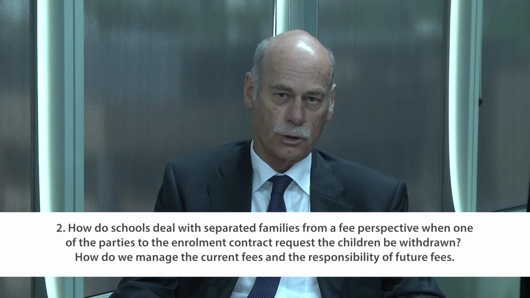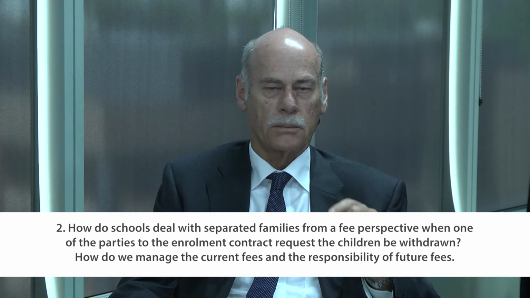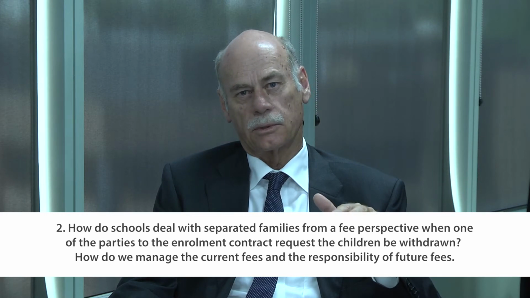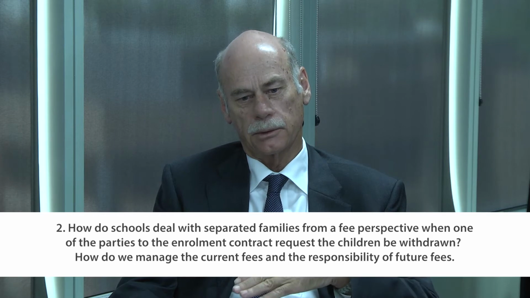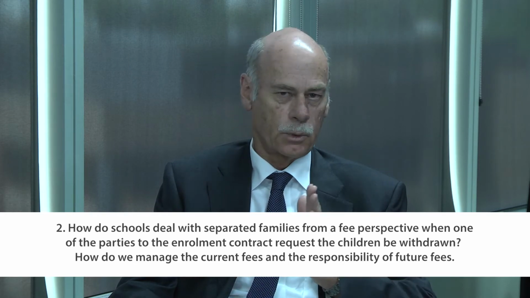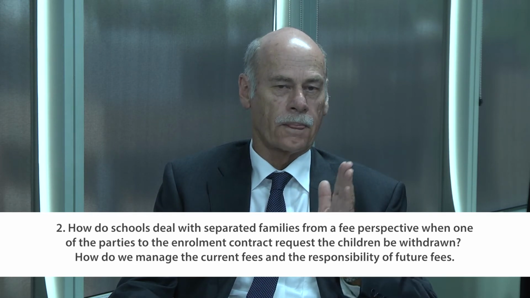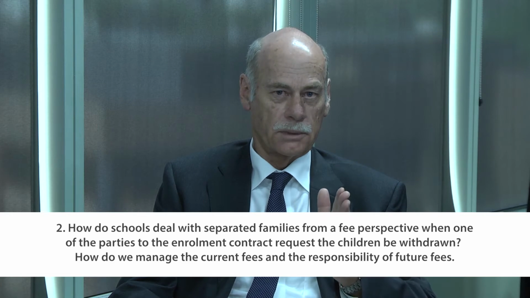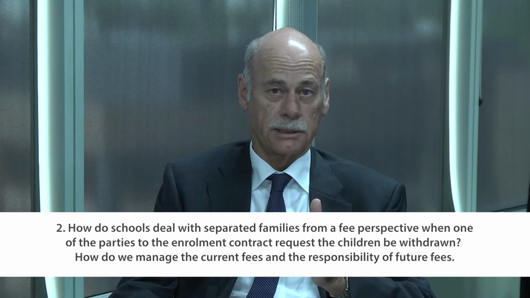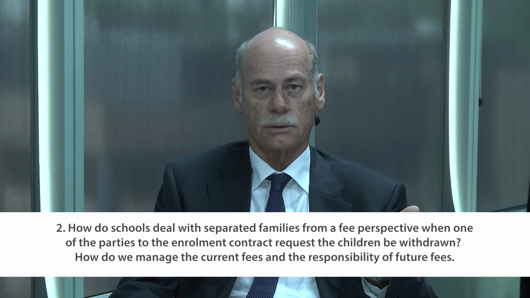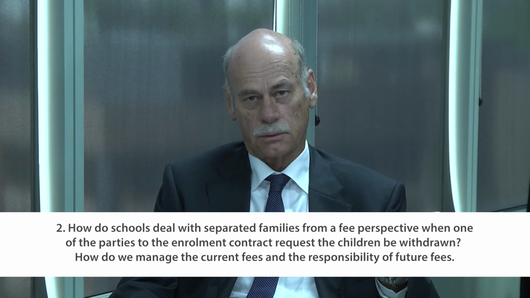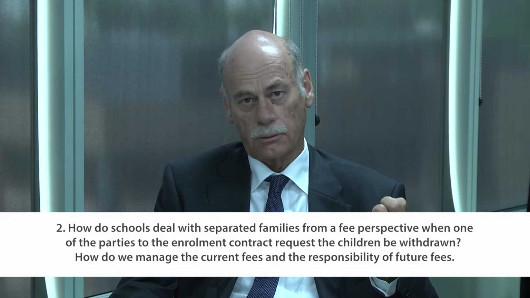So either one can terminate it, and it must be done obviously in accordance with the terms of the contract, which will usually require one term's notice. So they're probably stuck with it for at least a term, but if they give the notice of termination properly, the contract will terminate, and it's then a matter between the school and whatever parent wishes to re-enrol the student to enter into a new enrolment contract.